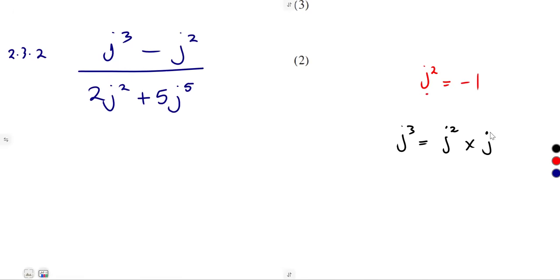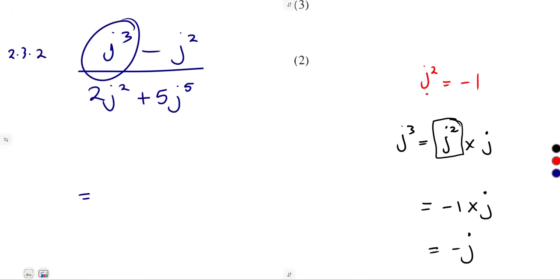So if you're multiplying with exponents, where we know the value of this one, the value of j squared is what? Minus 1. So that's minus 1 times j, which is minus j at the end. Wherever there is a j to the exponent of 3, in its simplest form, it is the same as minus j.